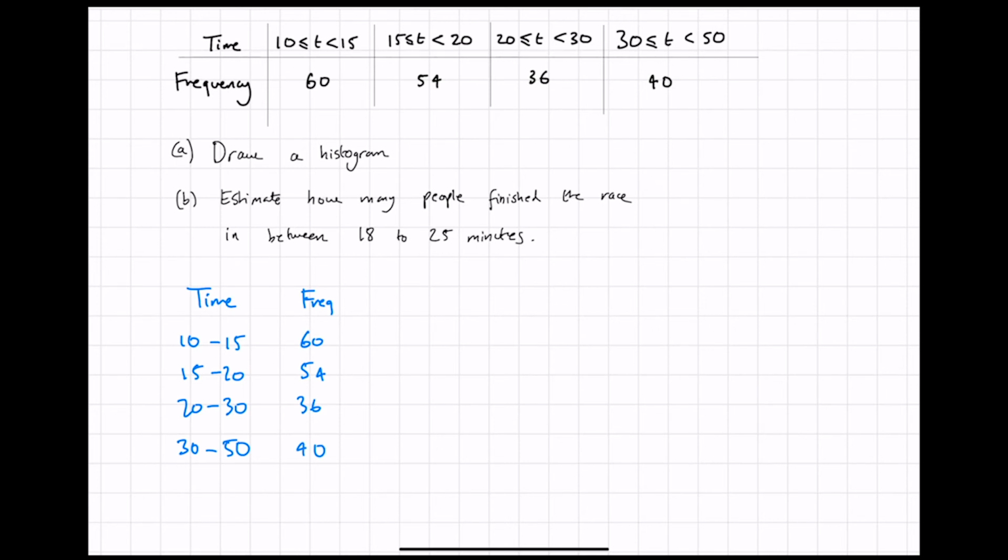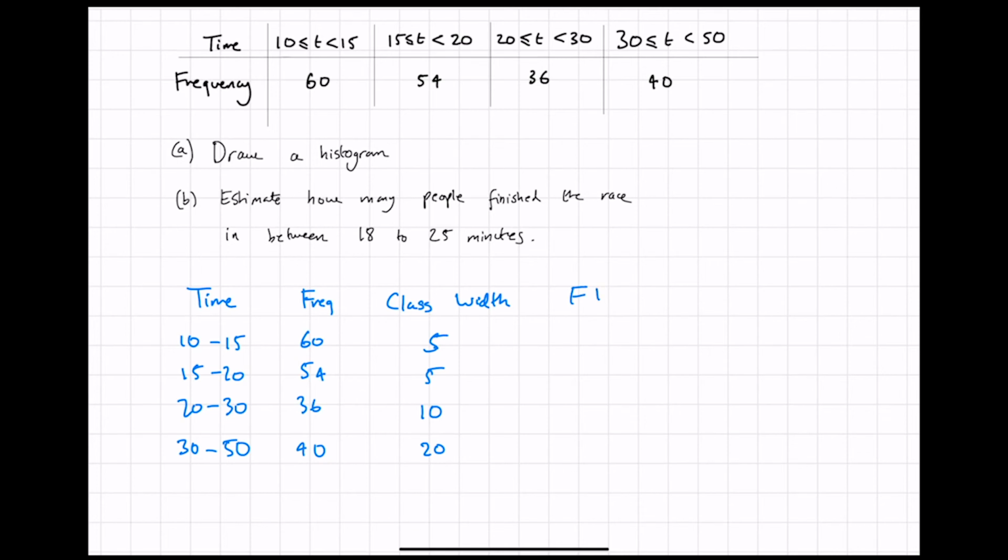Once you've got that, all you need to do is write another row known as the class width. So the class width of this one is 5. And how did I get that? Just, that's a class width of 5. The other one is also 5. This one is 10 because 30 minus 20 is 10. And then this one is 20. So we have different class widths, you can see here.